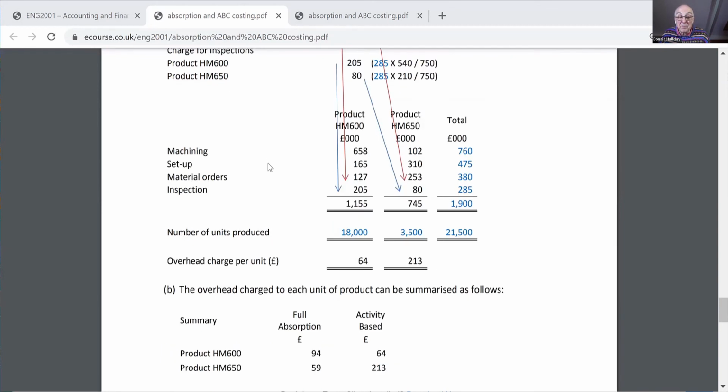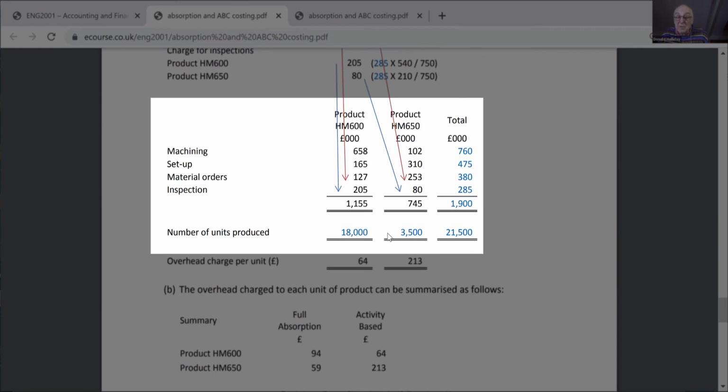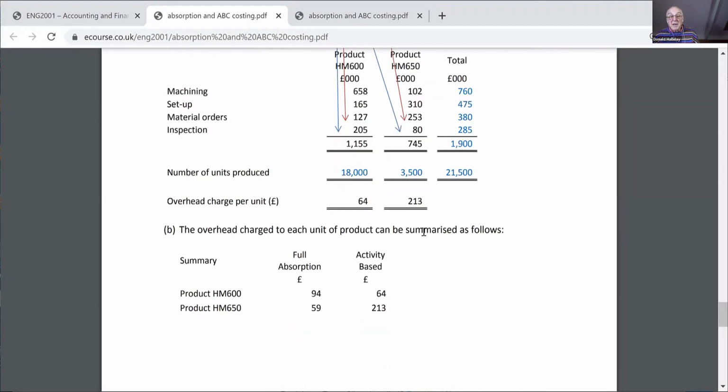We now build up the apportioned costs, and we get 1155, 746, and they add up and reconcile with the total of 1900. And the number of units produced is 18,000 of HM 600, and this product has got 3,500. So that gives us an overhead charge per unit of 64 here and 213 here. And so using activity-based costing, the cost of this unit will be direct materials, plus direct labor, plus any direct expenses, plus this overhead charge of 64.